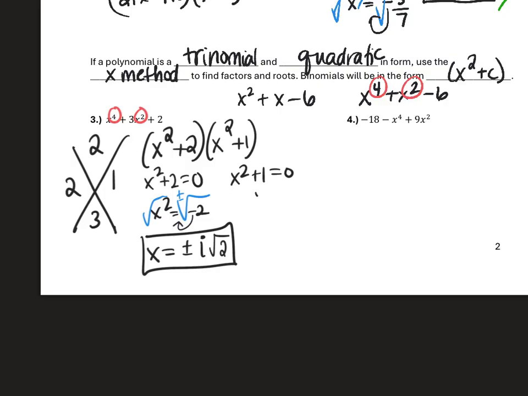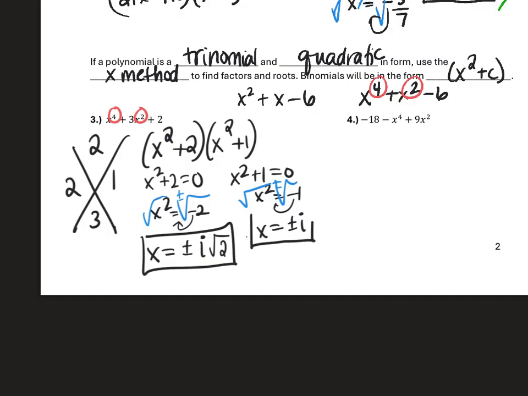And then same thing over here, move the 1 over, which is -1. Square root both sides, plus or minus. X equals plus or minus, pull out that negative, i square root of 1. The square root of 1 is just 1, so we don't have to say that. It would just simplify to plus or minus i.